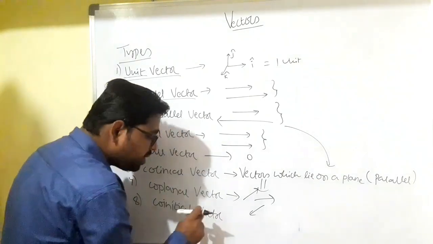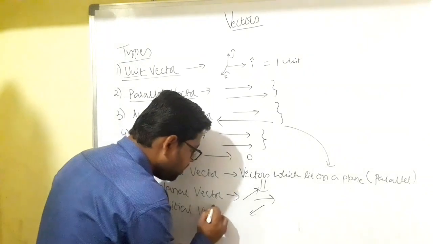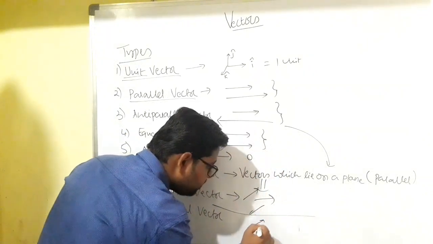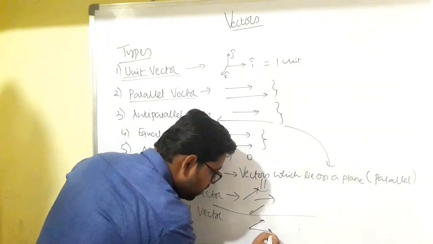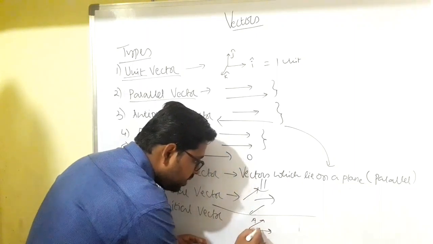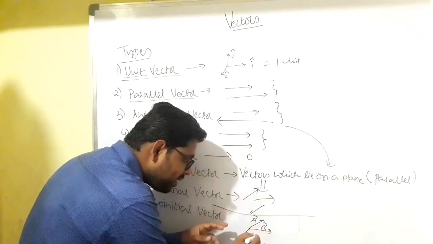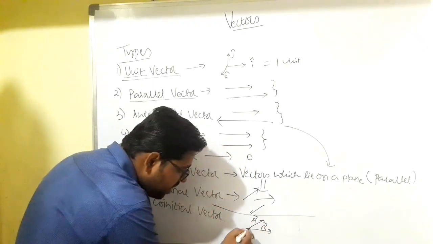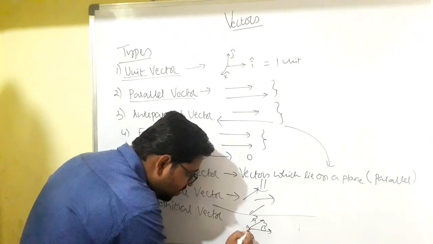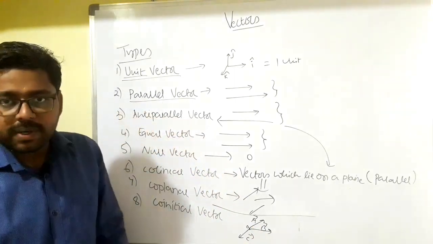Then next, co-initial vectors. For these vectors, the initial point is the same only. What is that? Let's say this is one vector. Another one is here. Another vector is like this. Let's say this is vector A, this is vector B, and this is vector C. All these three vectors lie on the plane only, but their initial point is the same, everywhere starting from one point. Let's consider it as O. Such vectors are called co-initial vectors.